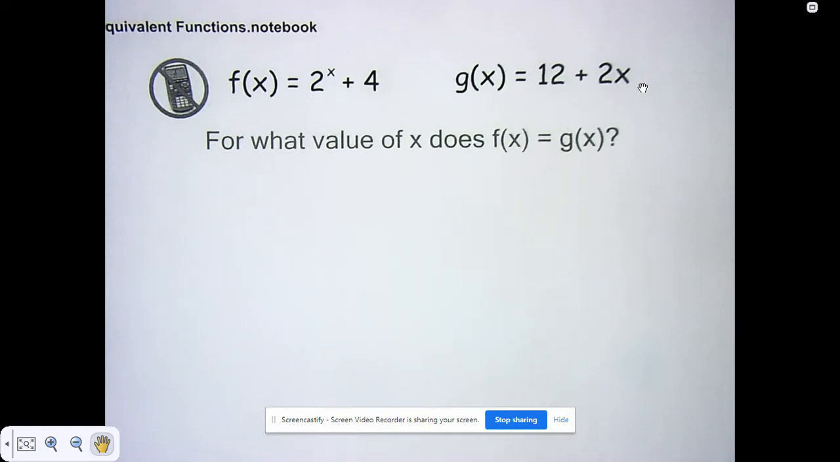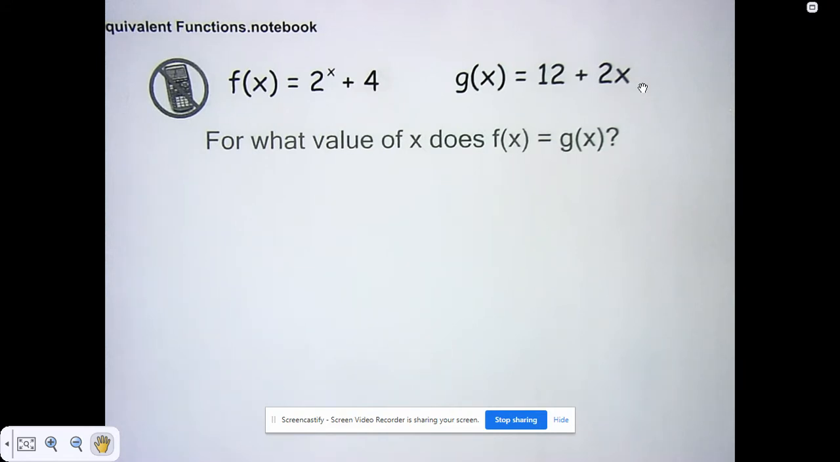Now, there is not a shortcut way to do this without the calculator. There is a shortcut way, obviously, with the calculator, but there is not a shortcut way without the calculator. So what we're going to do is a little tedious, and it does take a little bit of work, but it's not hard work. Okay?